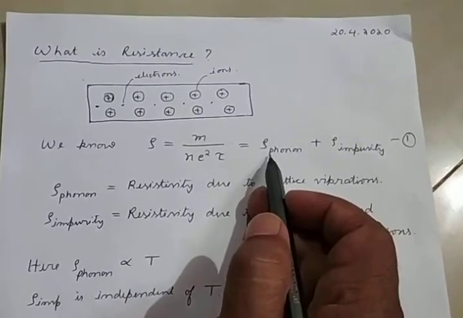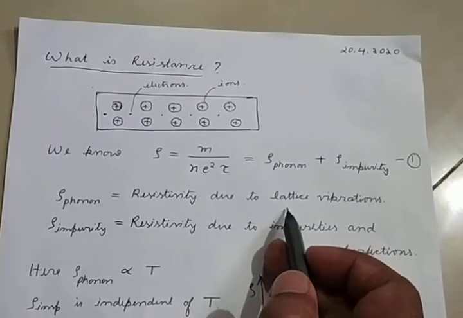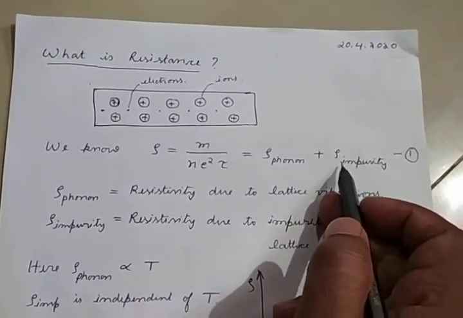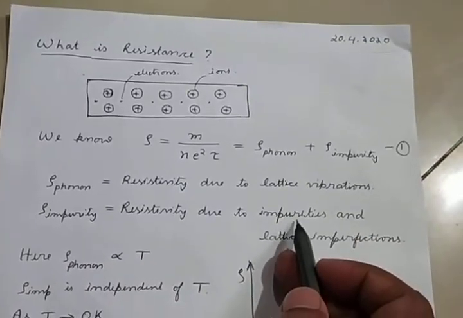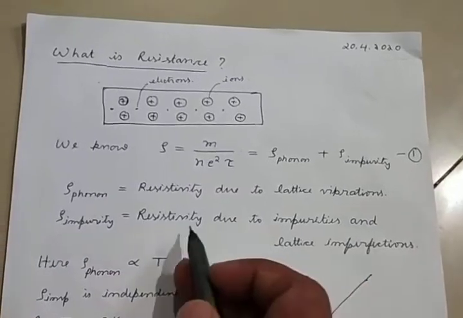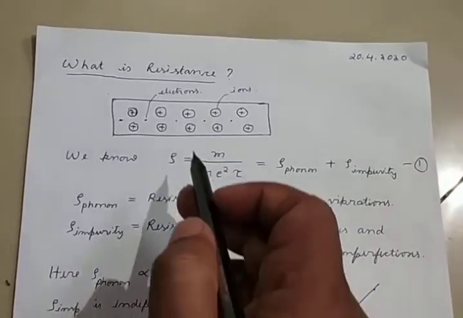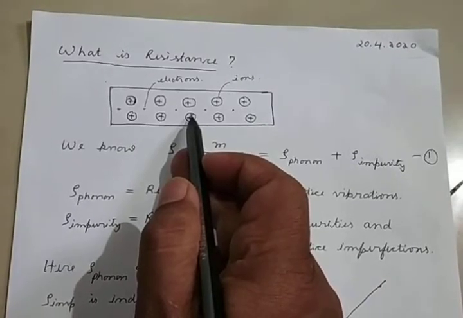One is the resistivity due to the phonons, also called lattice vibrations, and the second term is the resistivity due to the impurities, that is, due to the impurity atoms as well as lattice imperfections. So let us explain this now. The opposition to the movement of the free electrons is due to two factors.